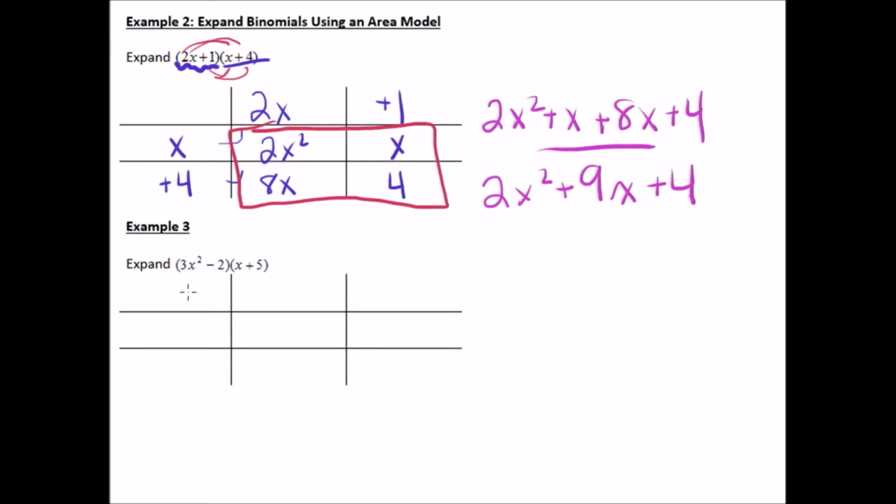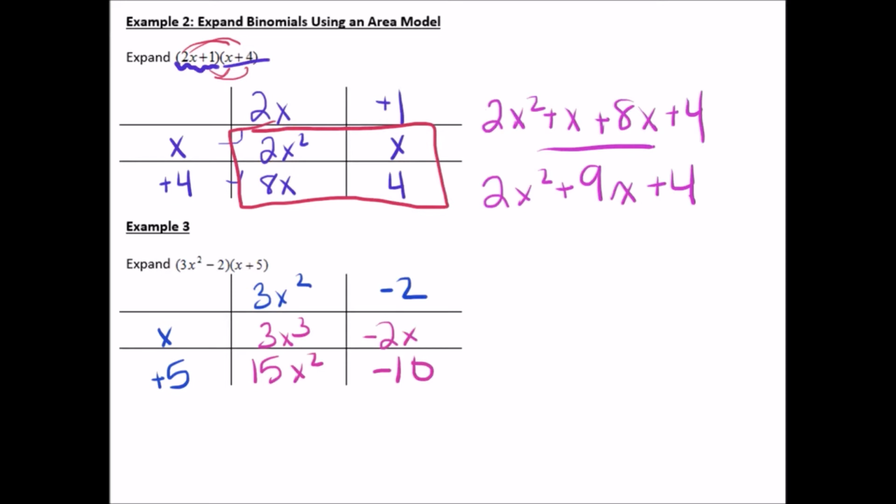How does it look with 3x squared? We can do 3x squared minus 2, and then we have x plus 5 on the side. So 3x squared times x is 3x cubed. x times -2 is -2x. 5 times 3x squared is 15x squared, and 5 times -2 is -10.